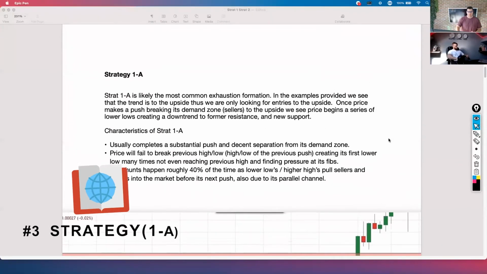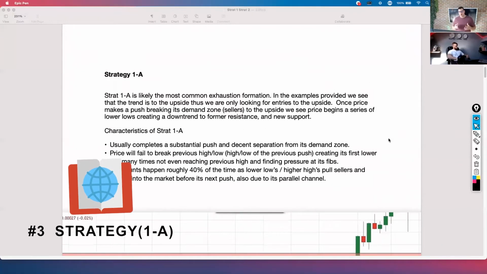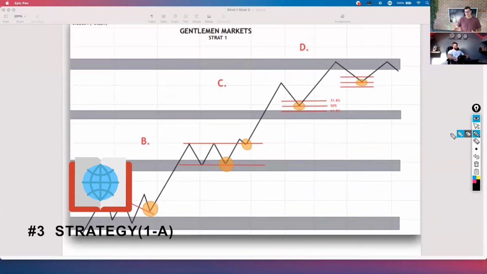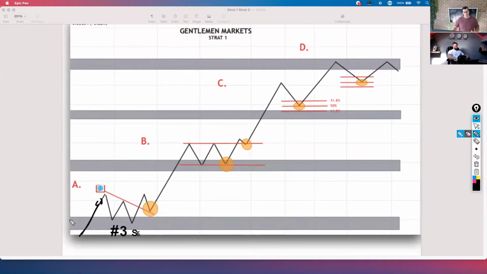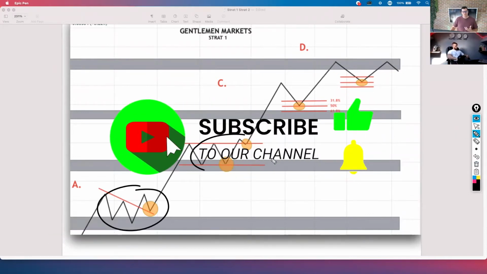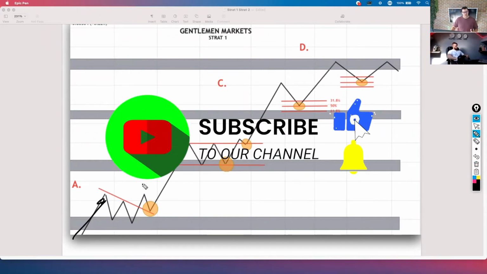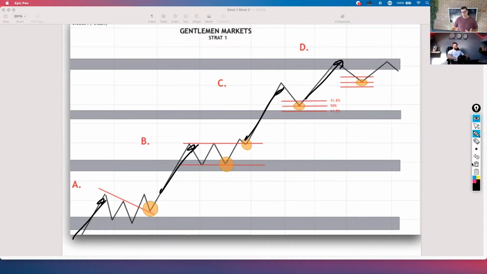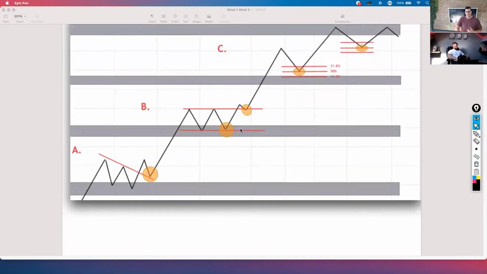Okay, strategy 1A. Strat 1A is likely the most common exhaustion formation. Now, what do I mean by exhaustion formation? As you can see, price made a push, breaking sell pressure at an area of sensitivity. This is a zone. Same with this, same with that, same with this. So all these are essentially exhaustion formations because these are all completions of a push, correct? Everything we're going to be talking about is called an exhaustion formation. So when you see or hear exhaustion formation, this is what I mean.